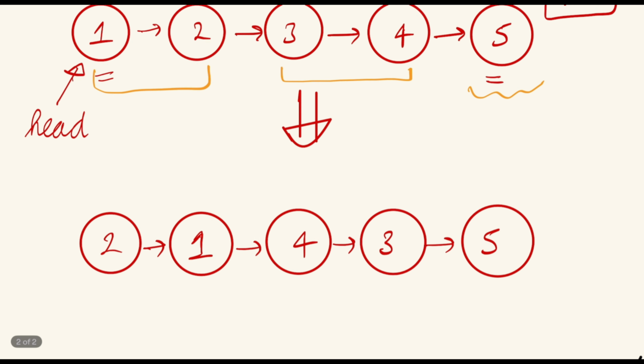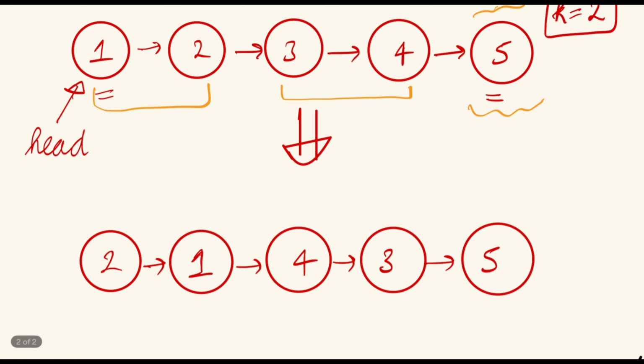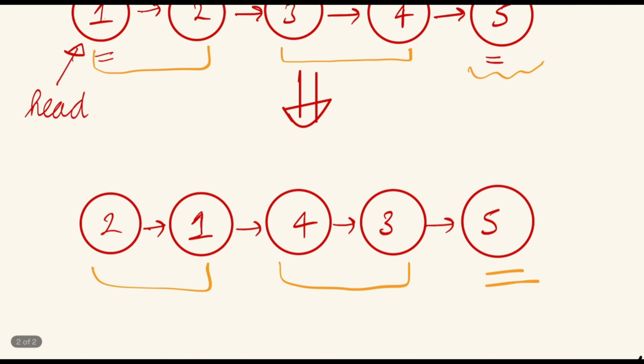And the output linked list would be this. So here, as you see, the sublist 1 2 is reversed as 2 1, and 3 4 is reversed as 4 3, and the last one is as it is.